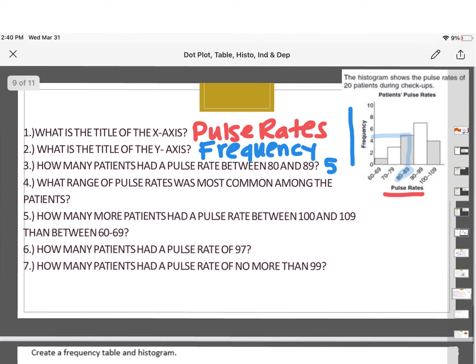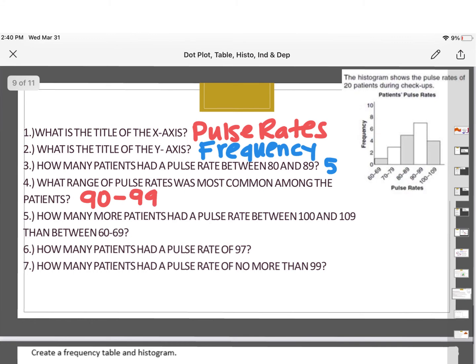Next, it says, what range of pulse rates was the most common among the patients? So you're going to look and see which one has the tallest column here, which is going to be this one here that went up to, it looks like 7, and that would be between 90 and 99. So that's the range of pulse rates that had the most amount of people in it.